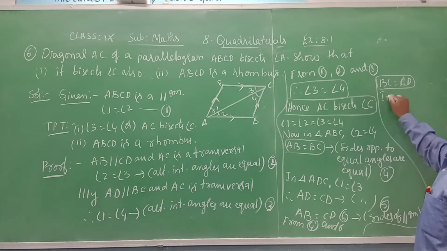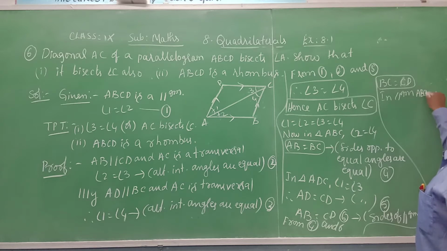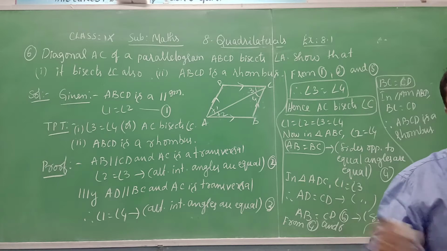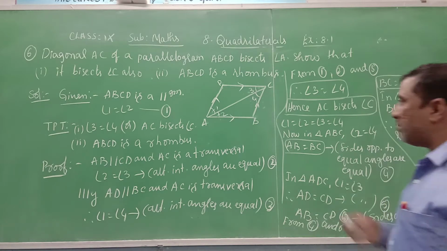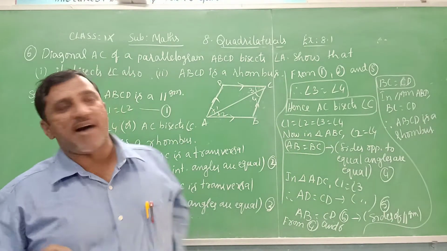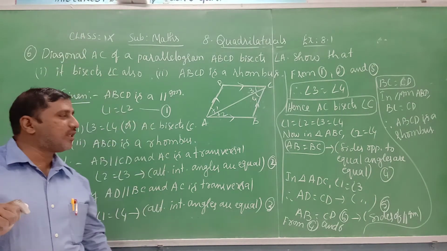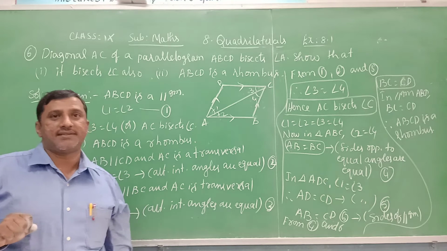So in parallelogram ABCD, BC is equal to CD. Therefore, ABCD is a rhombus. Like this, we can prove ABCD is a rhombus by using the properties of a parallelogram and the parallel lines concept.